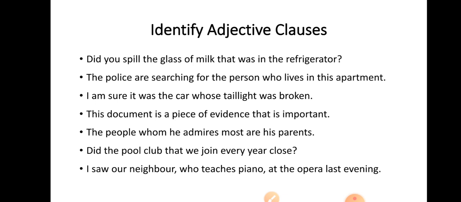We call it a clause because it has a subject and verb, a minimum of subject and verb. That becomes the subject of the clause and was is the verb. Second example, the police are searching for the person who lives in this apartment. We define or add extra information about the person through an adjective clause, right. Who lives in this apartment is the adjective clause which defines the word the person.